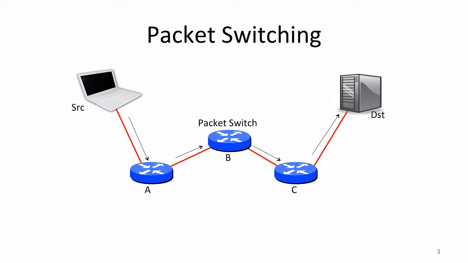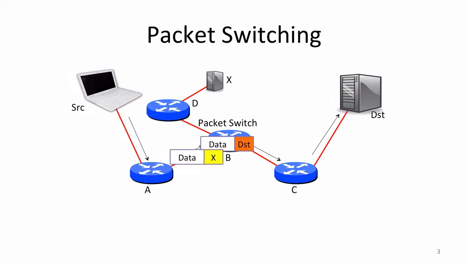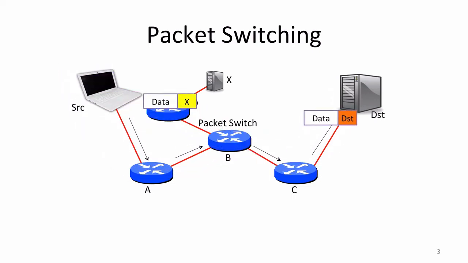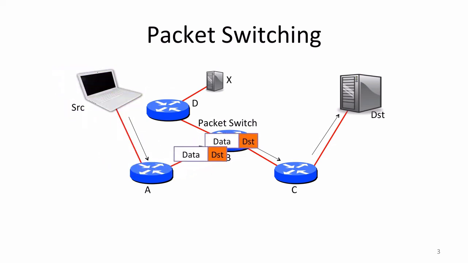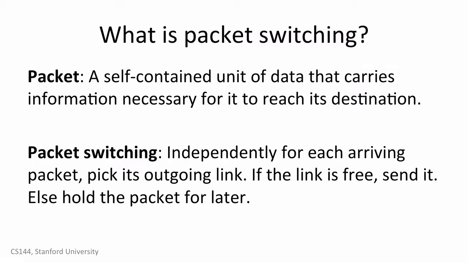In the simplest form of packet switching, each packet is routed separately and independently. For example, let's say there's another switch connected to B called D. Immediately after sending a packet to C, B can send the next packet to D. Or if the next packet were also to the destination, it would send two packets back to back to C. Here's a simple definition of packet switching. It means that independently, for each arriving packet, we pick its outgoing link. If the link is free, we send it. Else we hold the packet for later.